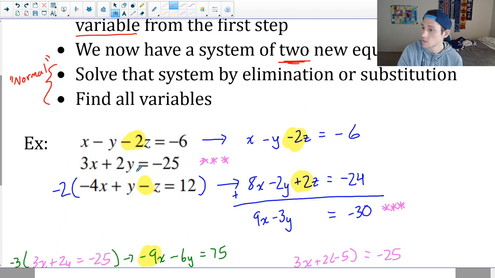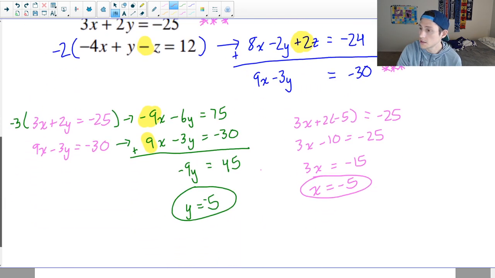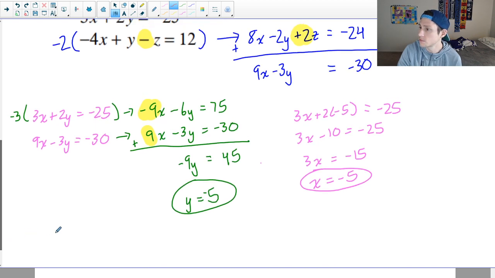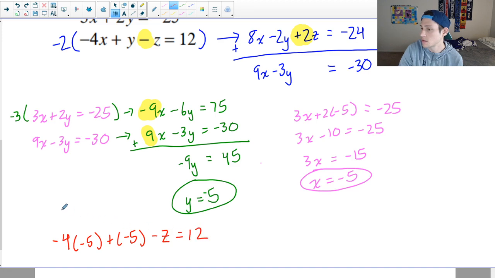So now we go back to one of our original equations. We can choose to now solve for z. Well, we definitely wouldn't want to choose the second one because the second one doesn't even have z in it. So choose either the first or the third. It doesn't matter which. Let's use the third, just because. Negative 4x, but x is negative 5, plus y plus negative 5, minus z equals 12.